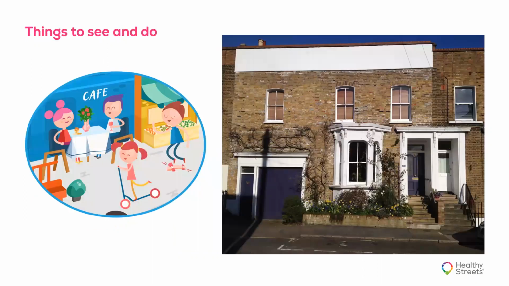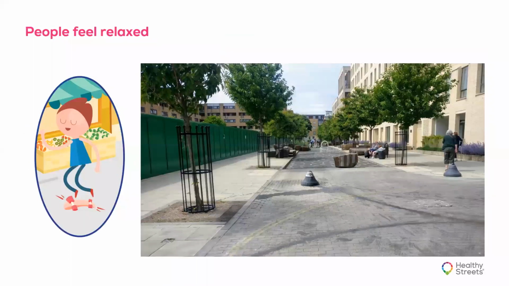For things to see and do, let's think about the role of the buildings that are facing onto the street. We've got the role of architects, building managers, and residents and owners themselves. What can they do to support healthy streets? Here we've got an example of a resident contributing to things to see and do with their vibrant front garden. And people feel relaxed.